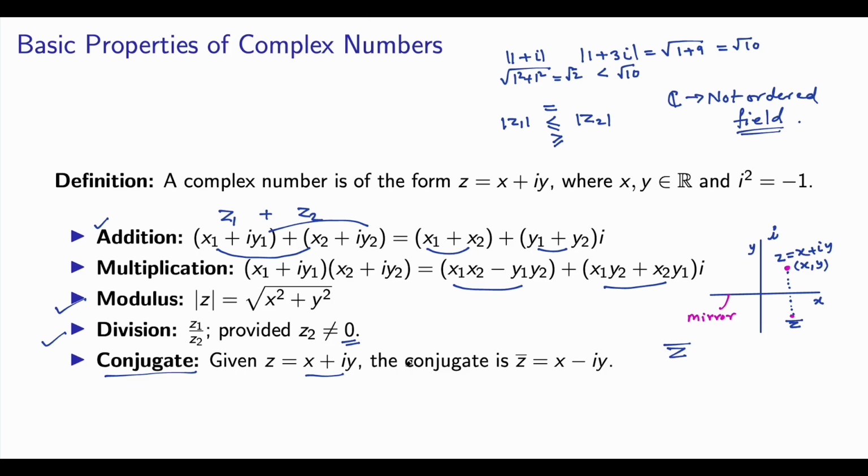Since the x-axis is playing the role of a mirror, your element becomes x minus iy. It means that you have to change the sign of the imaginary component only while taking the conjugate.